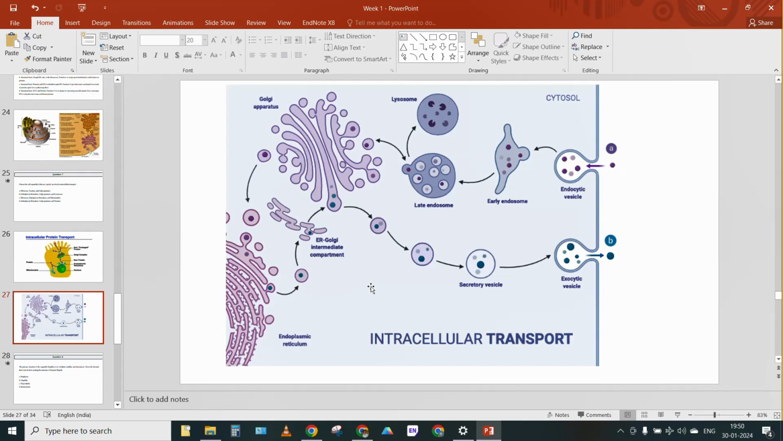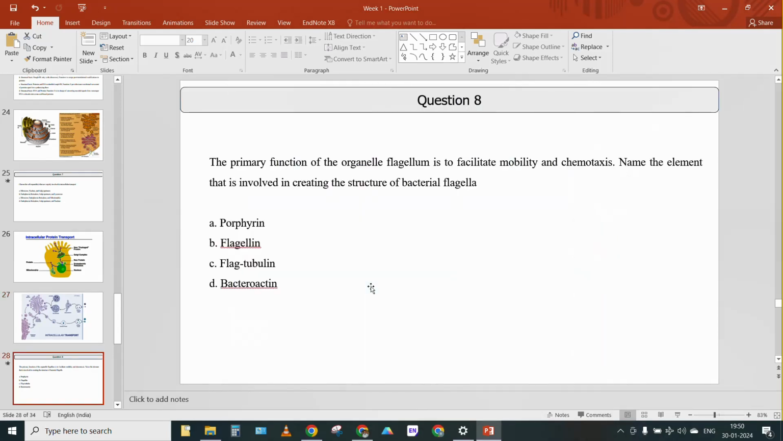So moving forward to the next question, question 8. Question 8 states that the primary function of the organelle flagellum is to facilitate mobility and chemotaxis. Name the element that is involved in creating the structure of bacterial flagella: porphyrin, flagellin, flagtubulin, or bacterioactin. This is the most basic, the easiest question in this assignment. We have discussed this question also in the last few slides. Would anyone like to answer?